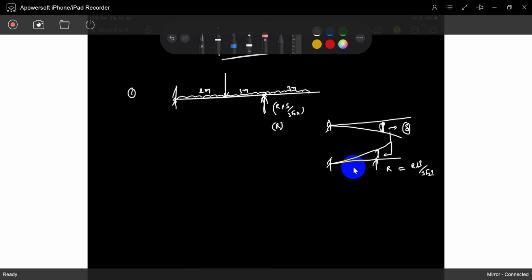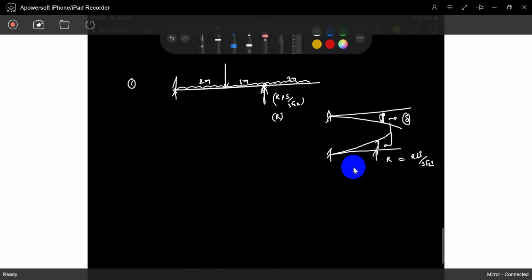That is the whole theorem. I just explained it within 2 minutes. That is the whole concept of the propped cantilever. Just one extra equation is required, so to get that one extra equation, we did so many tricks. So that's it. Now I will solve the problem.